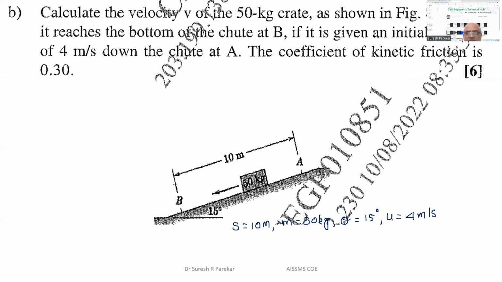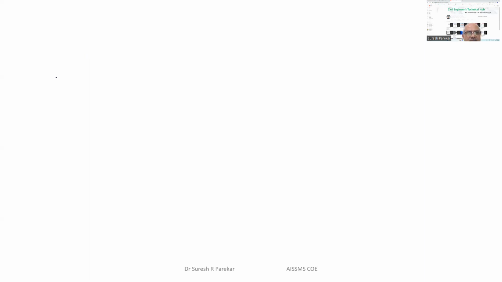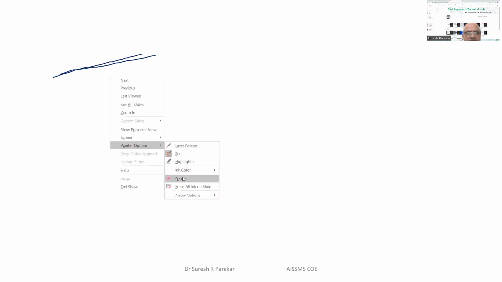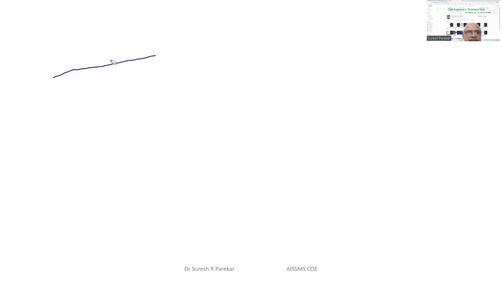So now we will go to the next slide, and we will show all these things. So I will just rub this, and I will just draw it. We have the package in this fashion. Now this has 15 degrees. We have the weight downward, that is M into G.